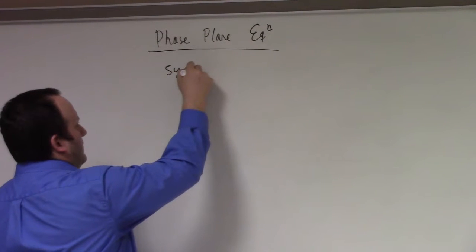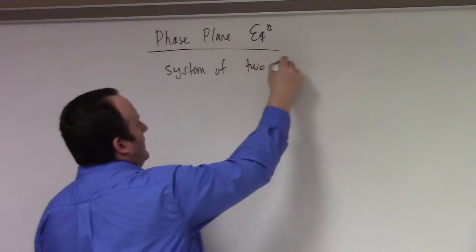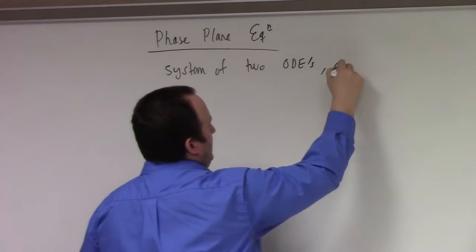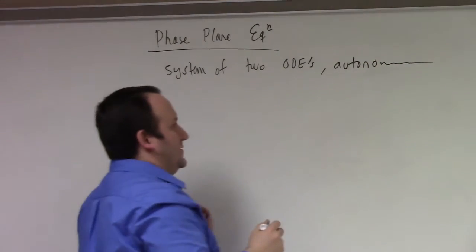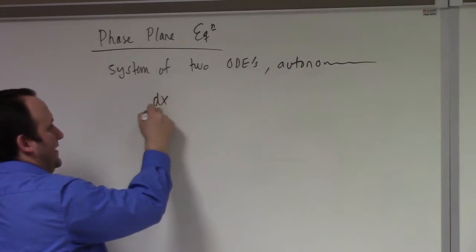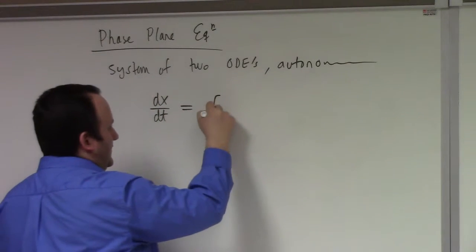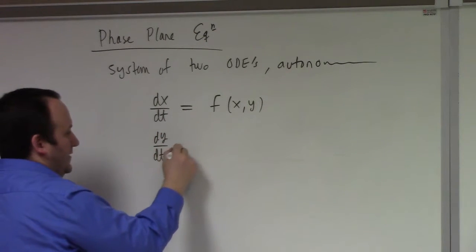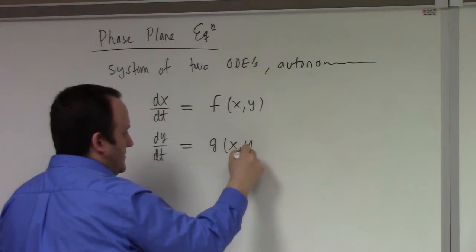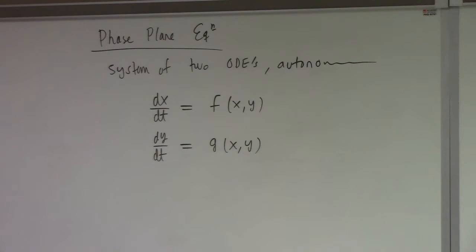So suppose what we're dealing with here is a system of two ODEs, so-called autonomous. What that looks like is dx/dt equals some function of x and y, and dy/dt equals some function of x and y. The reason it's autonomous is that the time dependence does not appear on the right-hand side here.